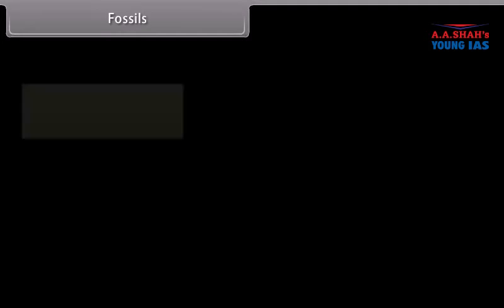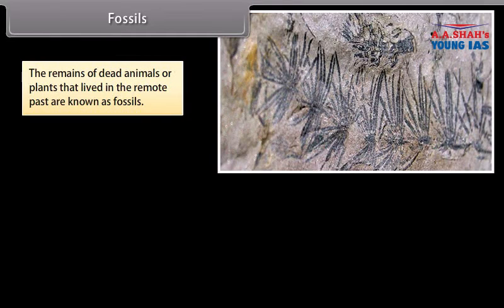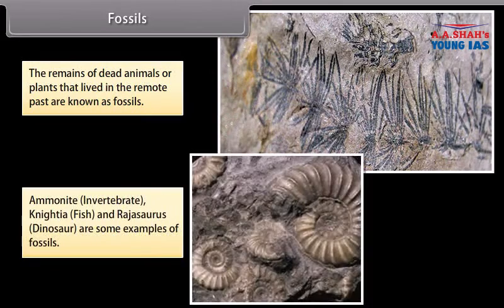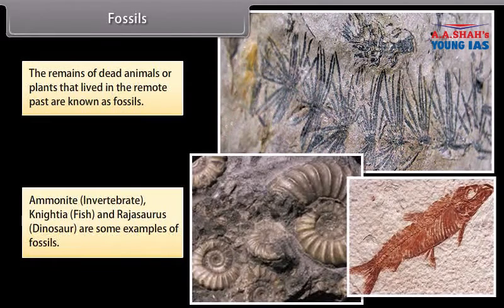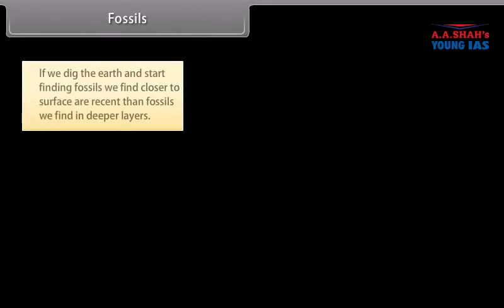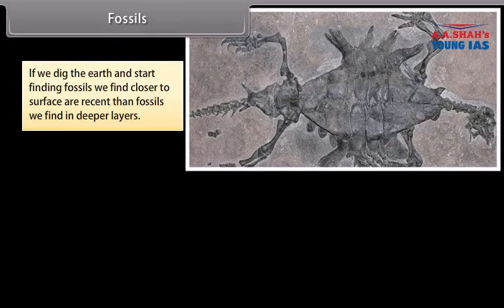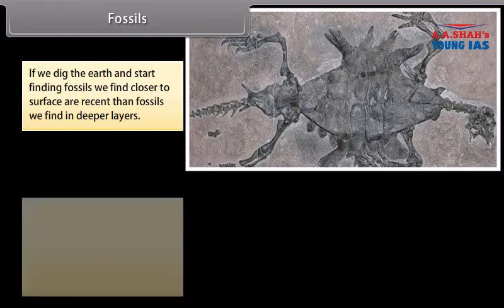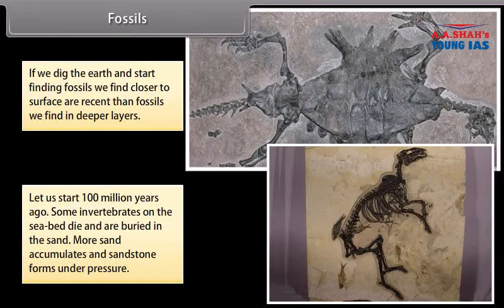Fossils. The remains of dead animals or plants that lived in the remote past are known as fossils. Ammonite, invertebrate, Nicaea, fish, and Rajasaurus, dinosaur, are some examples of fossils. If we dig the earth and start finding fossils, we find that those closer to the surface are more recent than fossils we find in deeper layers. Let us start 100 million years ago.